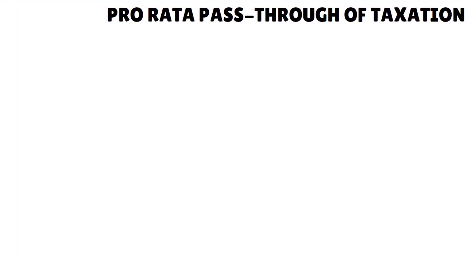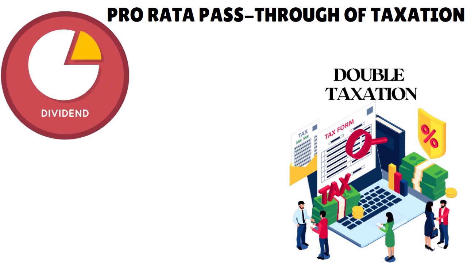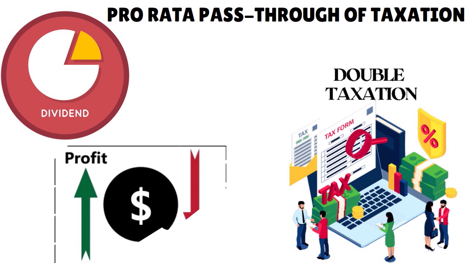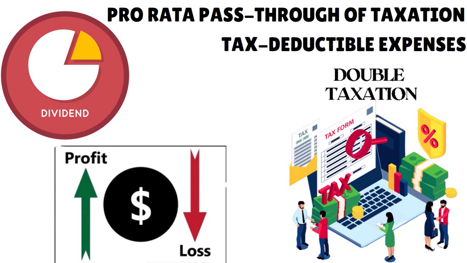Some specific advantages of an S Corporation include pro rata pass-through of taxation, income, and losses. One of the key features of an S Corporation is the pass-through taxation. While C corporations are subject to, let's say, double taxation, in other words, distributions to shareholders are taxed twice. If you have income, but you also have dividends, they're taxed twice. S corporations are not subject to corporate income tax, so distributions are only taxed once when received by shareholders. The S corporation's profit and losses are passed through to you, the owner. That's number 1.